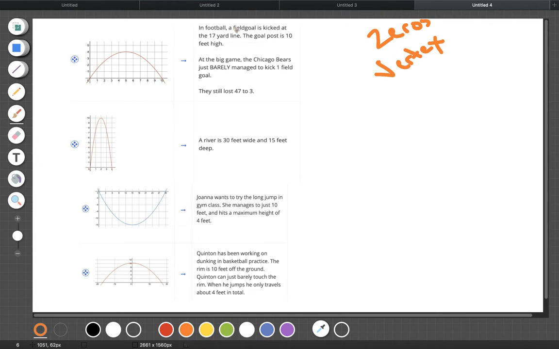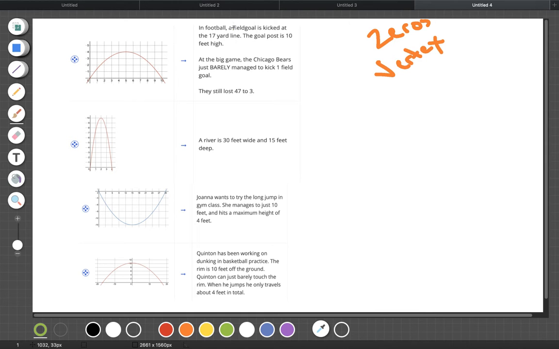In football, a field goal is kicked at the 17-yard line. The goal post is 10 feet high. At the big game, the Chicago Bears just barely managed to kick one field goal. They still lost 47-3. Sounds right. So, let's see. Which one would this be?